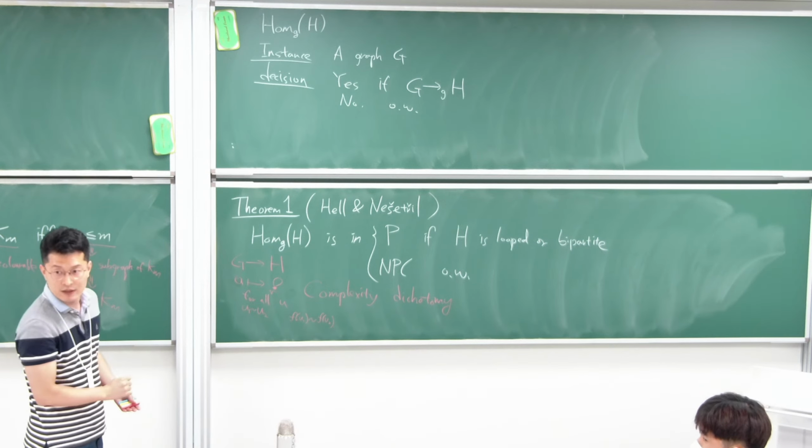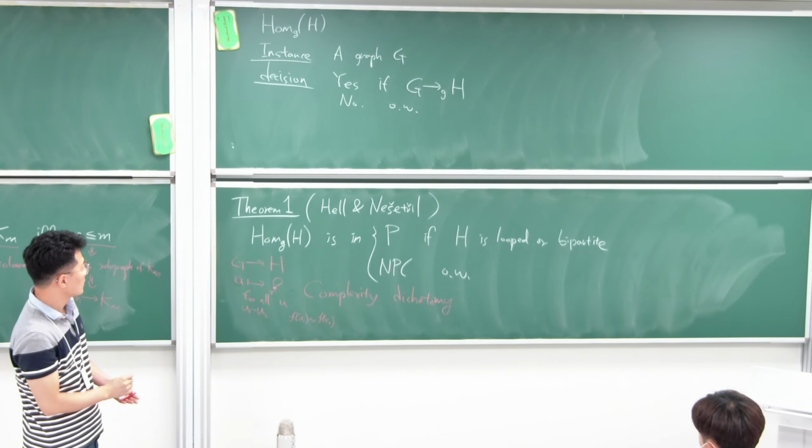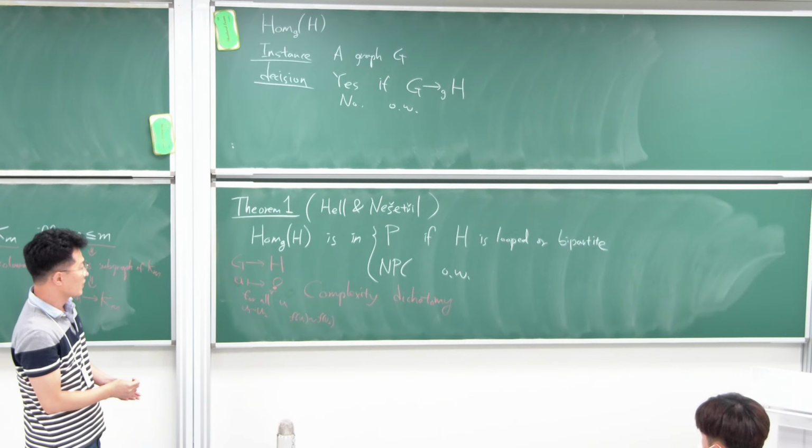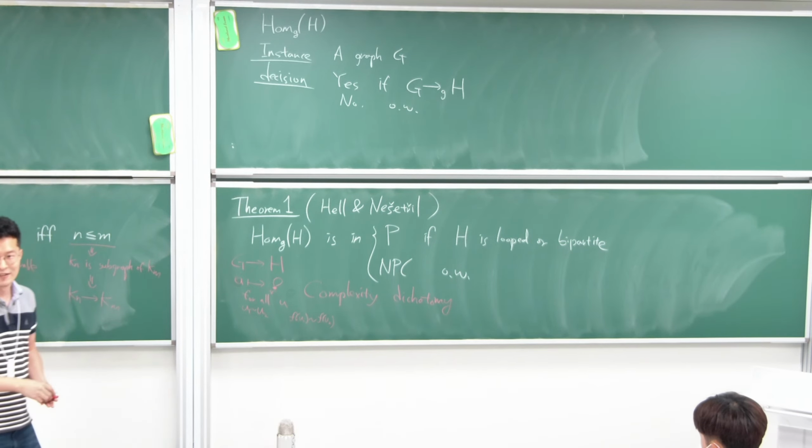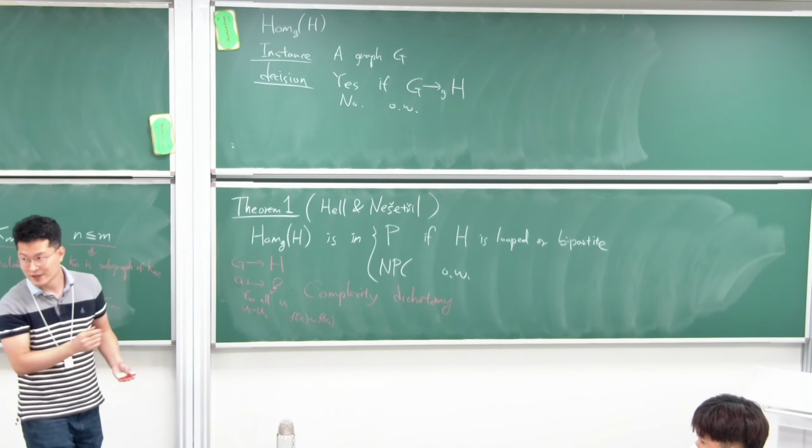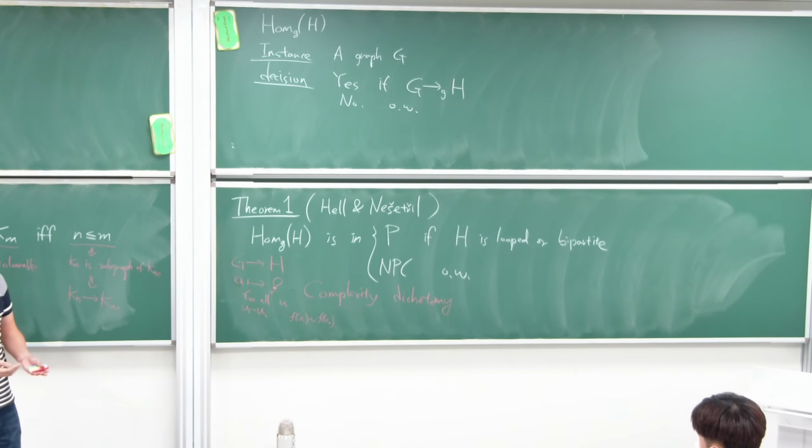I don't understand the loop part. That's trivial, right? You can just map everything to the loop vertex. Yeah, exactly. Oh, right, okay. So for loop means you just have at least one loop, right? At least one loop, yes.